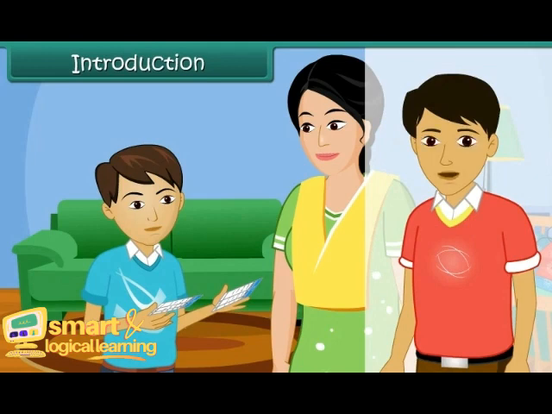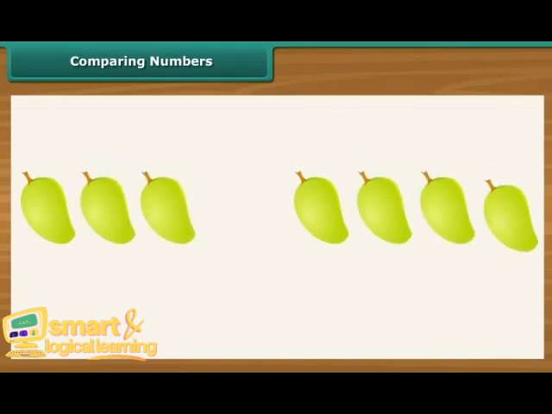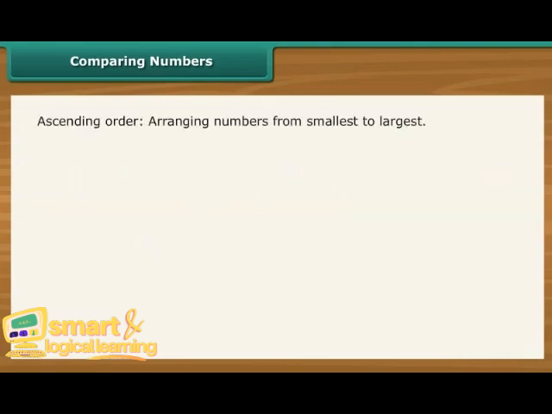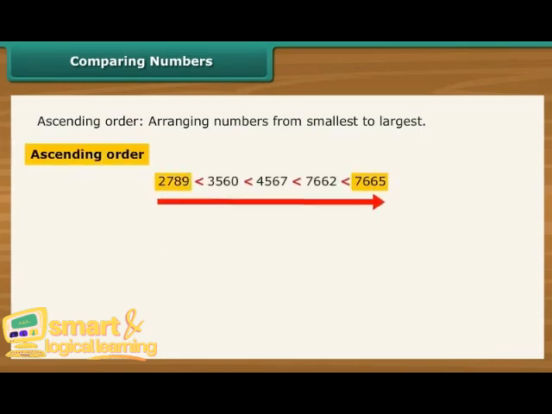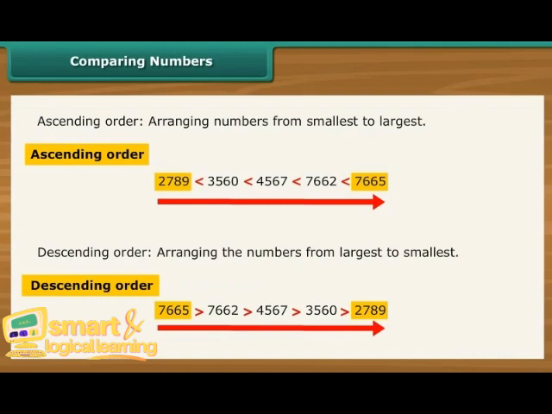It was because he learned about large numbers. Come, we too will learn about numbers. Comparing numbers. A collection or group of numbers can be compared with each other. On comparing the numbers, we can tell which group is large. The arrangement of numbers from the smallest to the largest is called ascending order. The arrangement of numbers from the largest to the smallest is called descending order.